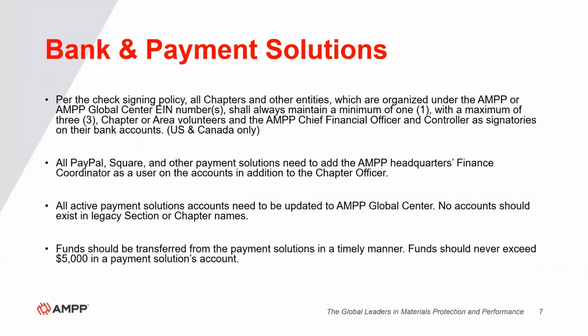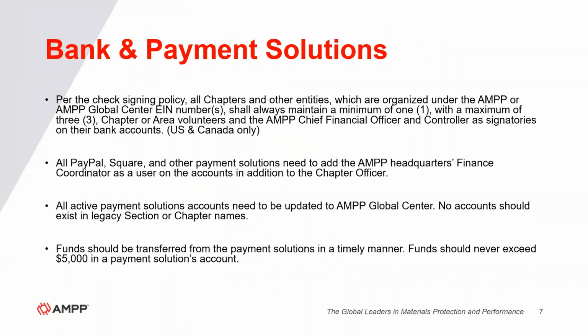Banking and payment solutions. For the check signing policy at AMP, all chapters and other entities that are organized under the AMP or the AMP Global EIN number, so this is the US and Canadian chapters only, should always maintain a minimum of 1 with a maximum of 3 chapter or area volunteers. And then you will also have the AMP CFO and controller as signers on the bank accounts. For all Square and other payment solutions, we ask that you add our headquarters financial coordinator as a user on those accounts, in addition to your officers.